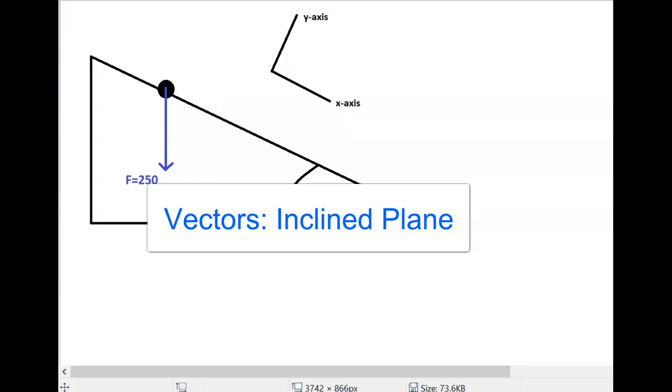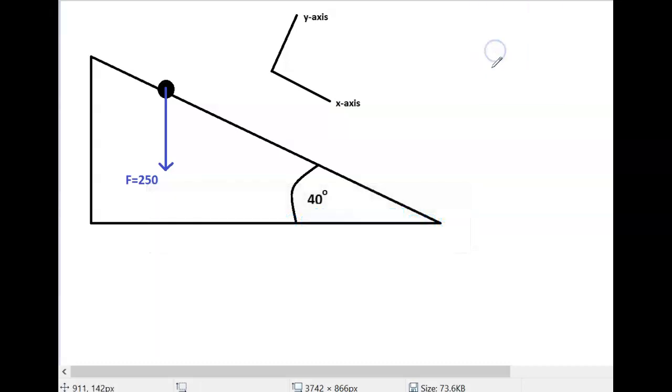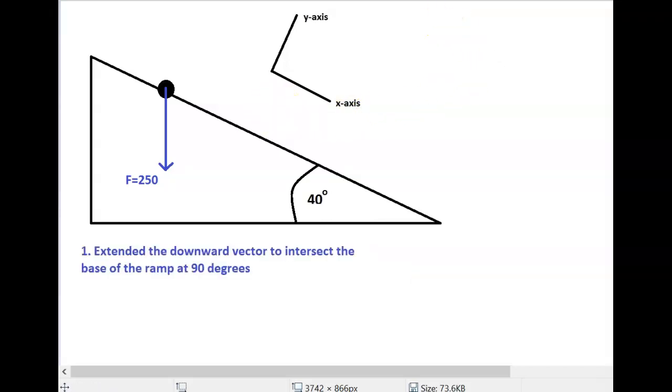Vectors on an inclined plane. So this is a very common problem in physics, but we're going to kind of just look at the math of it. So here we have the inclined plane and we have our axis rotated. First step will be to extend the downward vector to intersect the base of the ramp at 90 degrees.